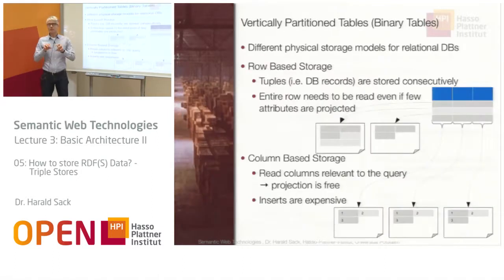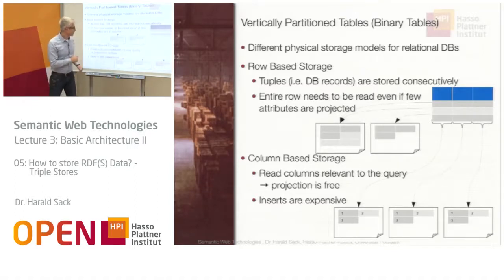So how do you really store these different things in a real file? For the relational database, you have two different versions: row-based storage and column-based storage. In the row-based storage, you store each tuple consecutively. Each tuple will be stored consecutively in the table. Then, of course, you have to read an entire row.